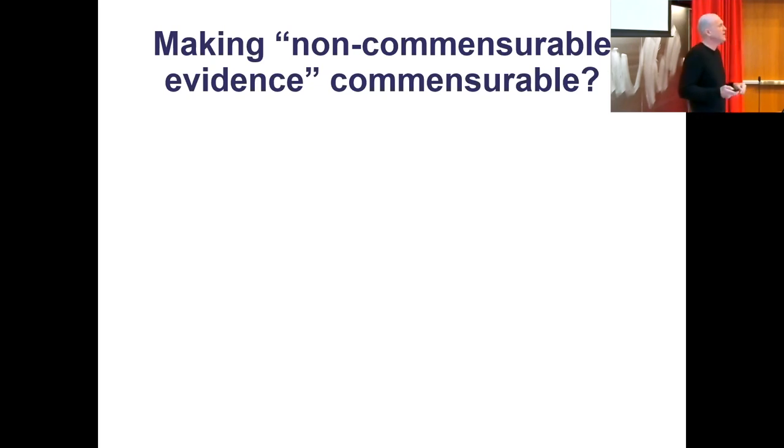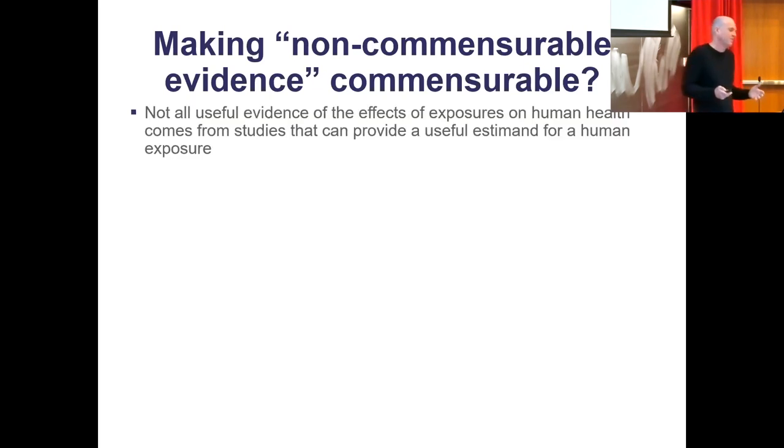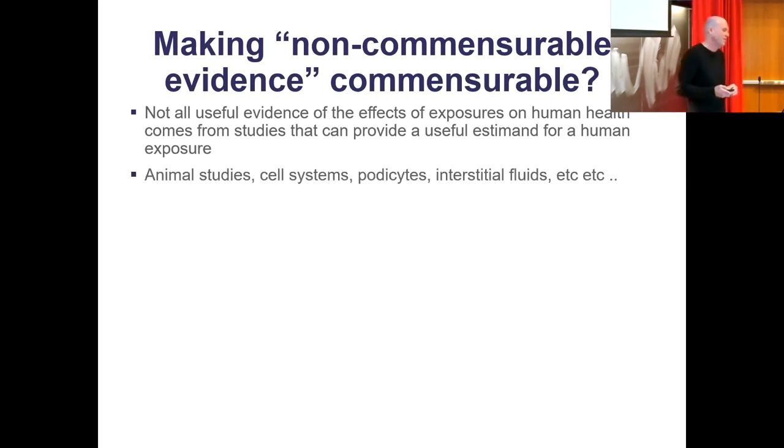So next, I mentioned, you want to actually use data from other sources, such as animal studies, etc. Not all useful evidence of the effects of exposure on human health comes from studies that can provide a useful estimate for human exposure. Including cell systems, tissue samples, interstitial fluids, etc. Work on those things does provide evidence.